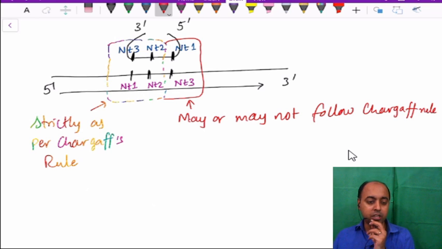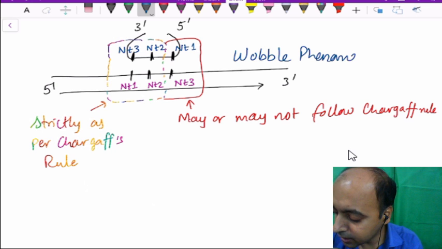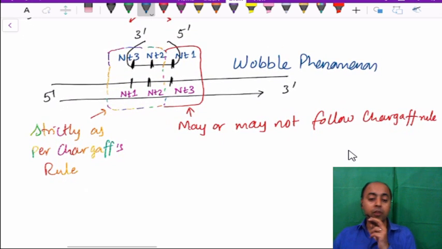In fact, when you are talking about RNA, there will not be T, rather uracil will be there. But the statement stands: it may or may not follow the Chargaff rule. What this means is a different nucleotide may pair with a nucleotide which is not normally pairing up. This flexibility in pairing is unique for the interaction between nucleotide 3 of the codon and nucleotide 1 of the anticodon. This flexibility is described as the wobble phenomenon.